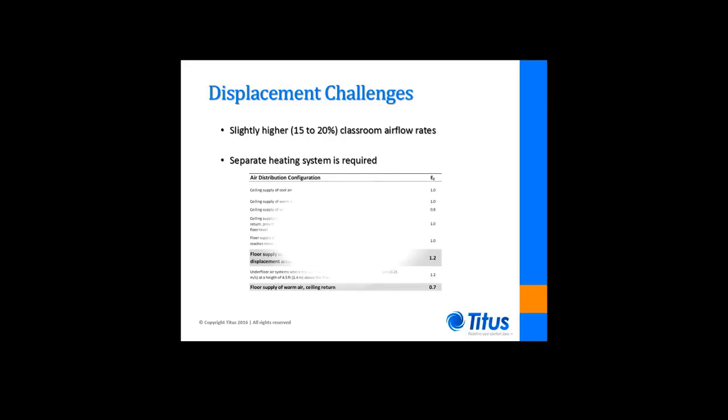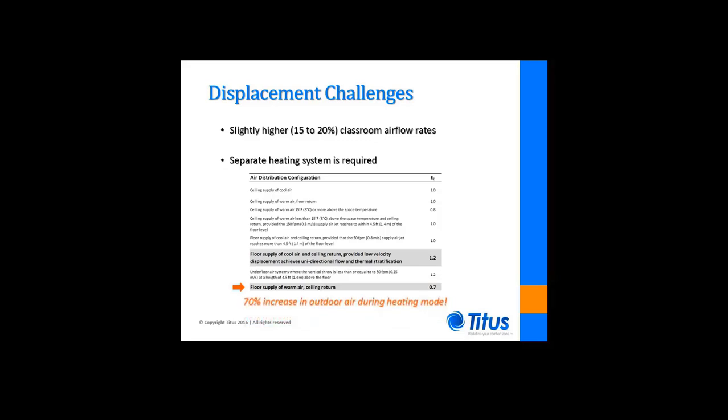In addition, displacement systems often require a separate decoupled heating system. Low-level fin tube heating is typically supplied along the outside wall of the classroom. Again, referring to ASHRAE Standard 62.1, systems which involve the floor supply and ceiling return of warm air are awarded a ventilation effectiveness of 0.7, resulting in a significantly higher outdoor air delivery during heating operation.